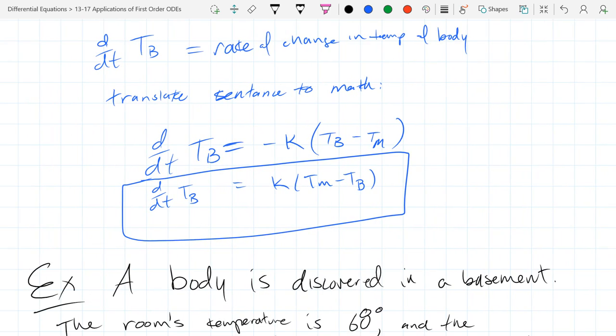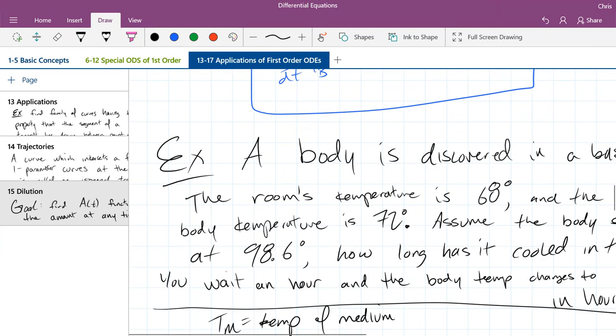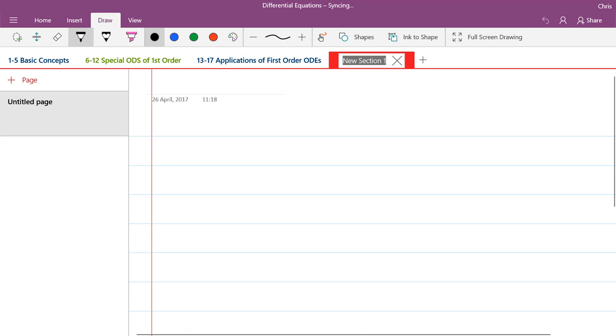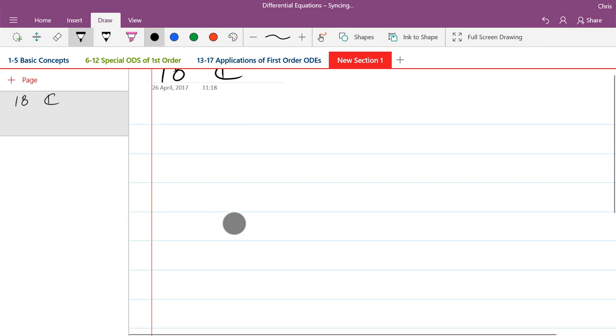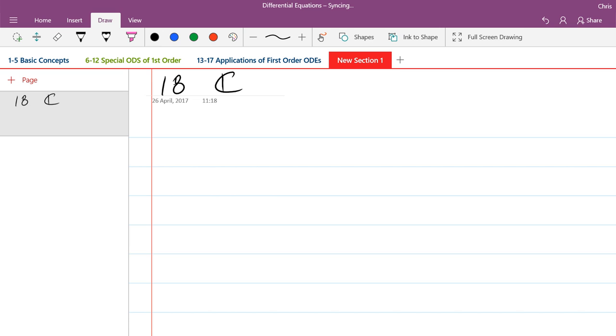All right, so that's the end of word problems for now, of first order word problems. We'll do second order word problems later. So we're going to a brand new section. This one is just complex numbers. There's probably a different name in the book, but it's basically complex numbers.